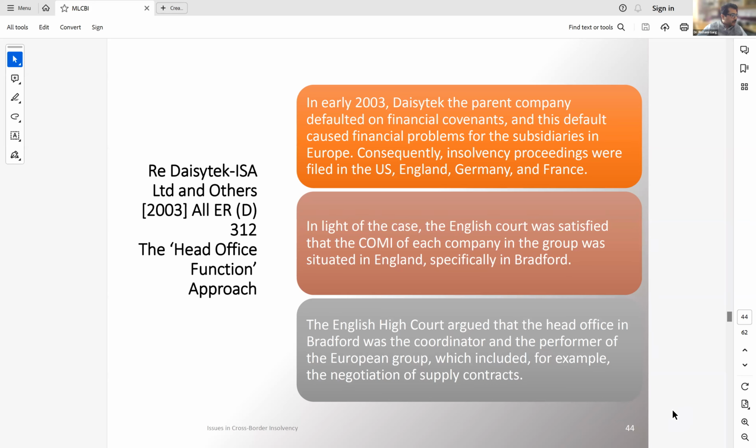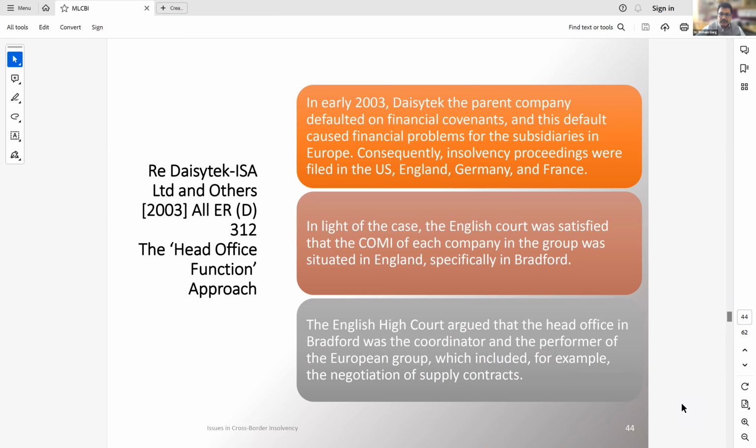Now I will share some more instances of how these cross-border group insolvencies were resolved. So there is this case, Daisy Tech, a 2003 case. Here the holdco committed a default, which caused problems for subsidiaries in Europe. And consequently, insolvency proceedings were filed in US, England, Germany, France. So in 4 countries, insolvency proceedings commenced.